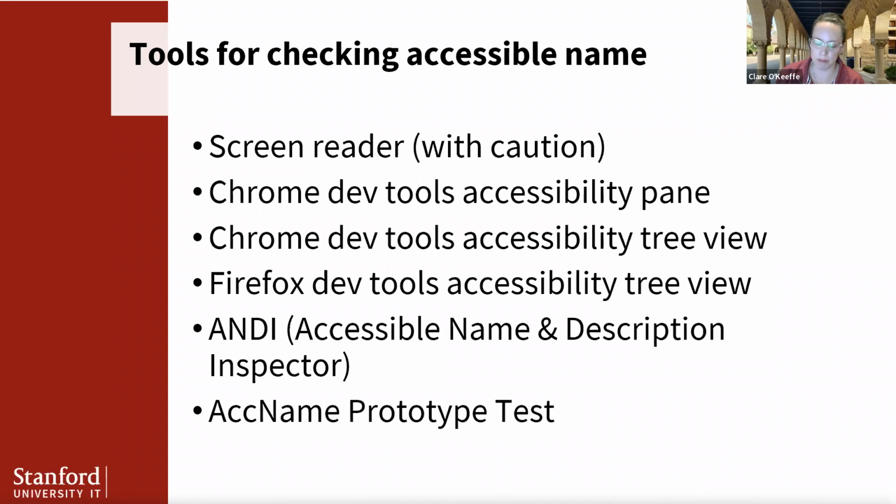And then there's a very simple web tool called the ACNAME prototype test, which I'll include a link to in the last slide of this. So when it's posted online, you can get to it from there, where you can basically paste some code in and then run it, and it will tell you the accessible name. And I'll demo these things.